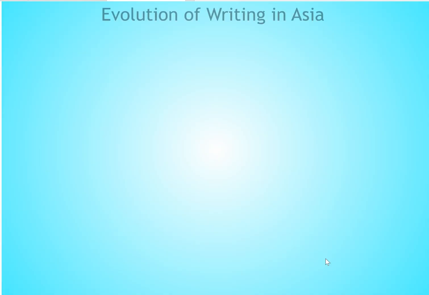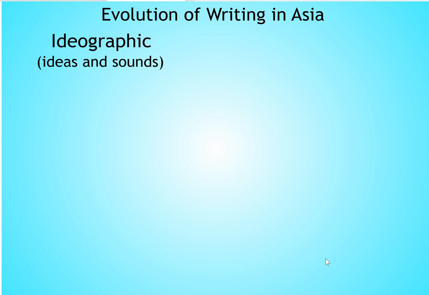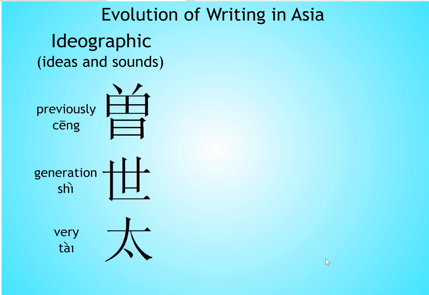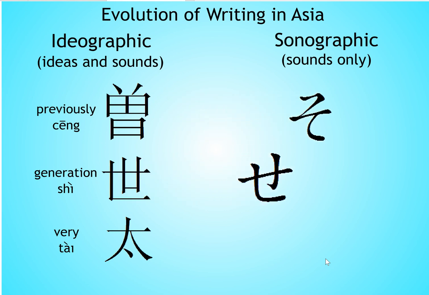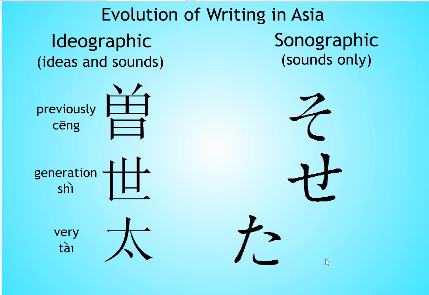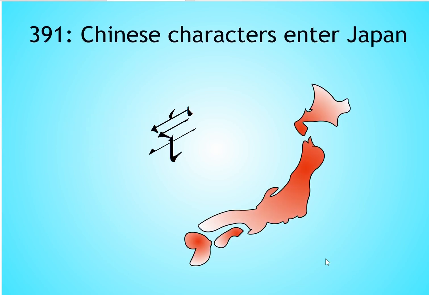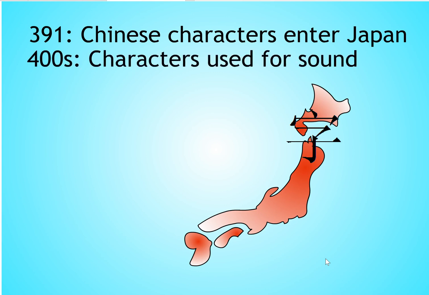This same kind of transformation occurred in Asia as well. Chinese characters were ideographic. They were used to represent ideas. Over time, however, they came to be borrowed, then changed and used entirely for their sound, just as had happened to Egyptian hieroglyphs. But this didn't happen in China, it happened in Japan. Around the year 391, Chinese characters were introduced to Japan by the Koreans. A century later, some Chinese characters began to be used for their sound instead of their meaning.